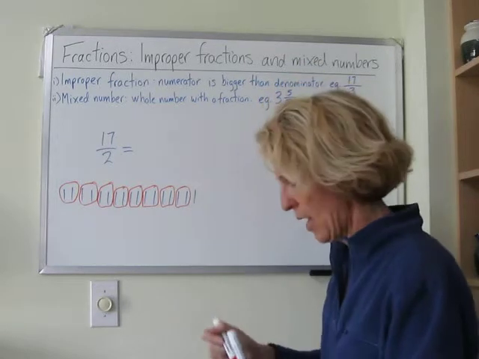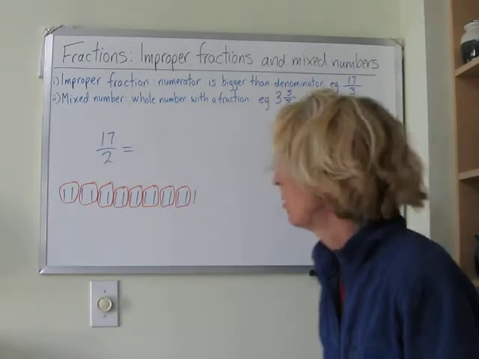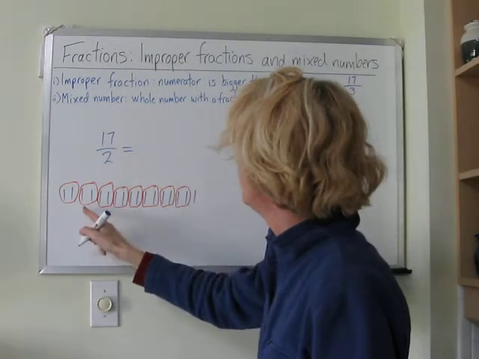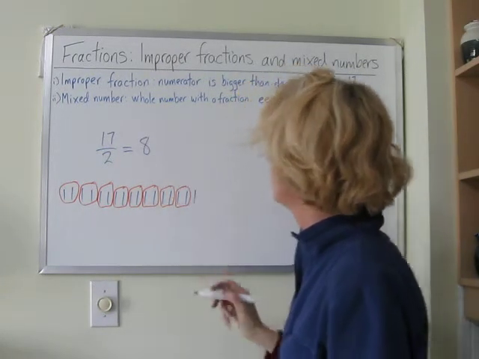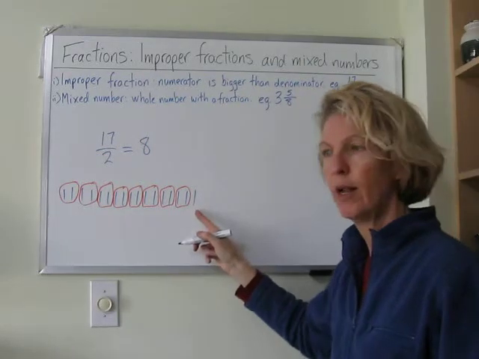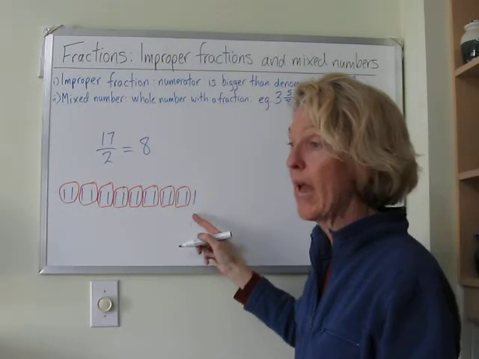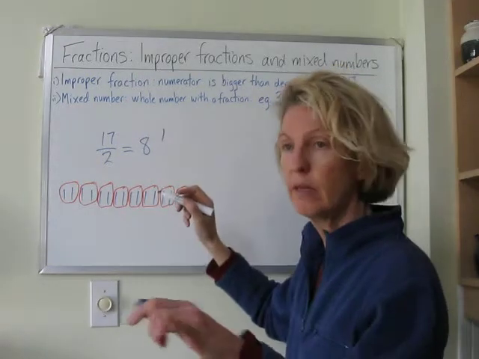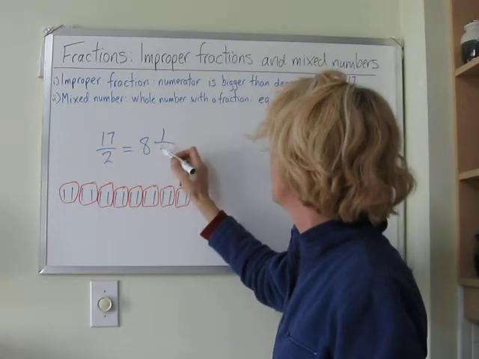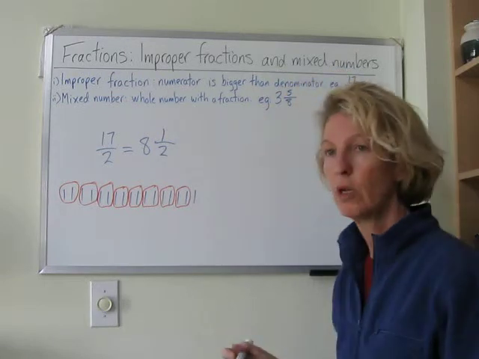How many groups do we have? 8. Did you count them already? 1, 2, 3, 4, 5, 6, 7, 8. Oh, you're good. Okay, 8. Do we have any sticks left over? Yes, 1 stick left over. And how do we write the leftover stick, honey? A half. Good. We've got 1 stick left over, and the denominator is 2 to make a whole group.